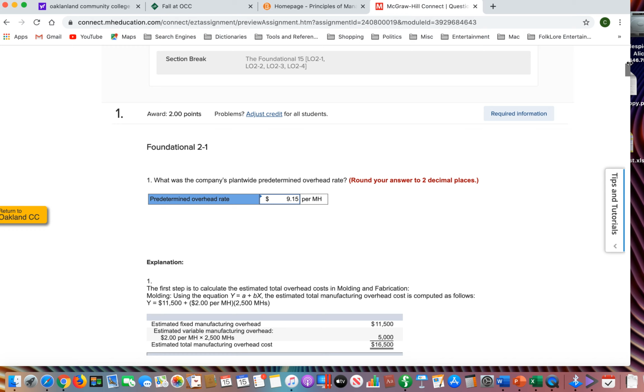The fabrication was $13.40 predetermined overhead rate. And of course, it was 1,200 machine hours for job P and 1,500 for job Q in the fabrication department. Okay? Be sure to read it carefully here. They're asking for the applied overhead for fabrication for each job. And up there was molding for each job.